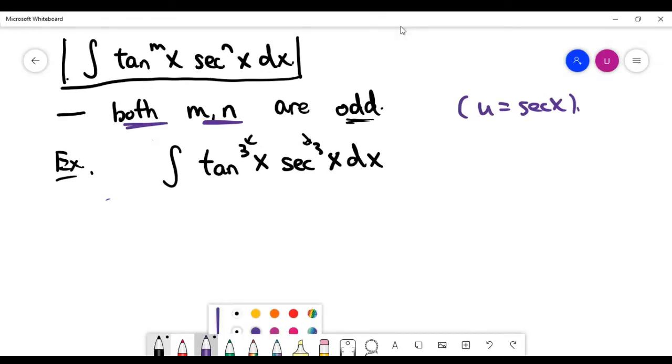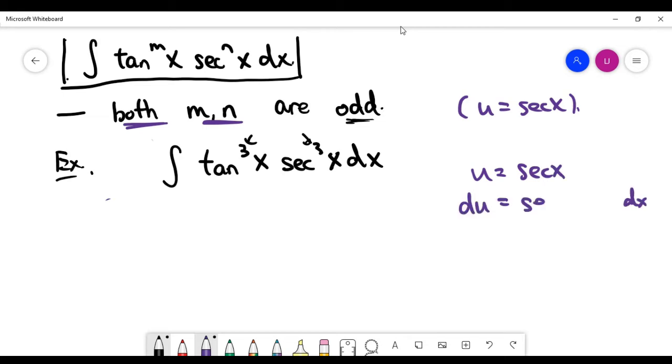And as I claim above in the purple color, we have to use u equals secant x. And it means that du is the derivative of secant x, which is secant x times tangent x. And let's see whether it works or not. You see the key is that du takes out one copy of secant x and one copy of tangent x, right? So let's write the next step this way.